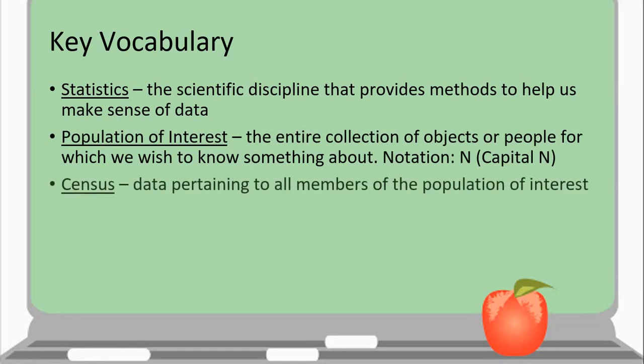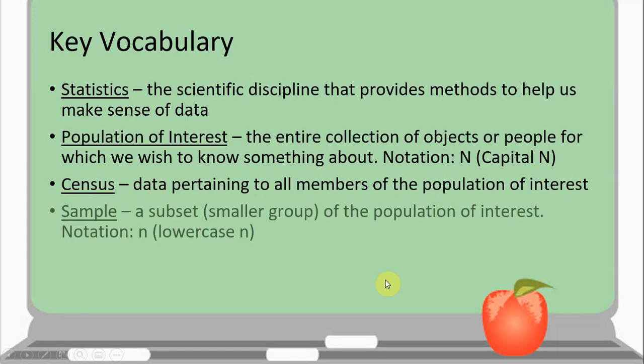Okay. A census is when we have data pertaining to all members of the population of interest. The 2020 census is going on. That tries to get information about every single American, where all U.S. citizens would be the population of interest. Okay, so a census is data pertaining to all members of a population.